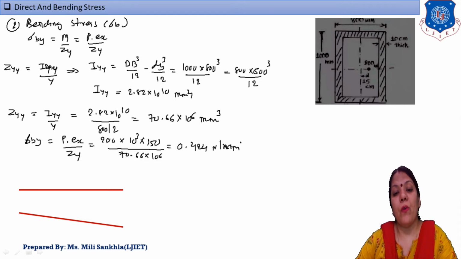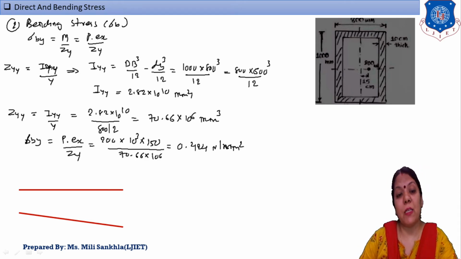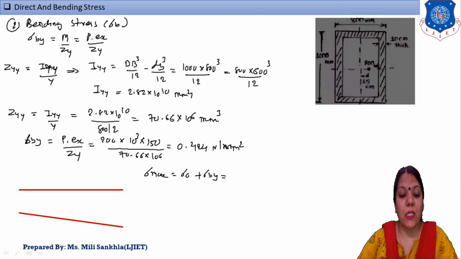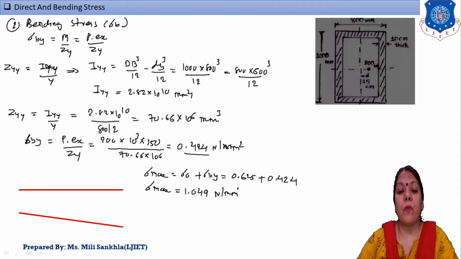Now we find out two stresses, sigma max and sigma minimum. Sigma max is the summation of direct stress plus bending stress. My direct stress is equal to 0.625 and bending stress is equal to 0.424, and here we find sigma max is equal to 1.409 Newton per mm square, and this value is compressive.